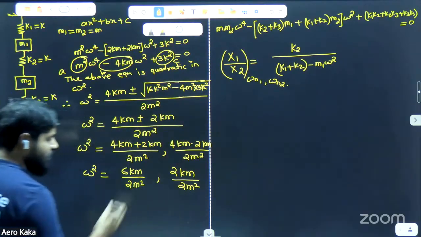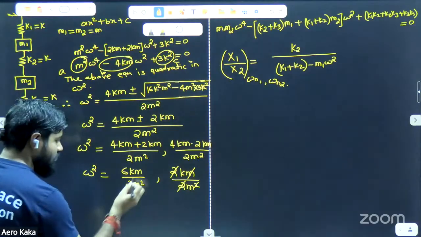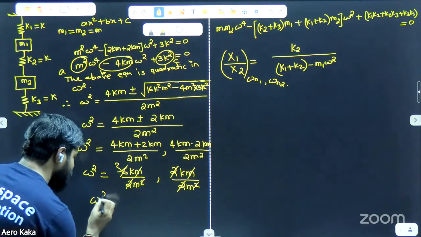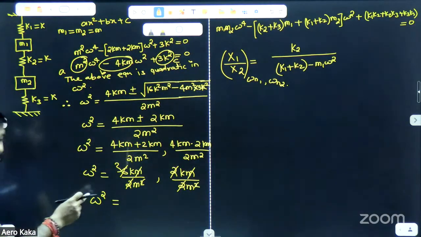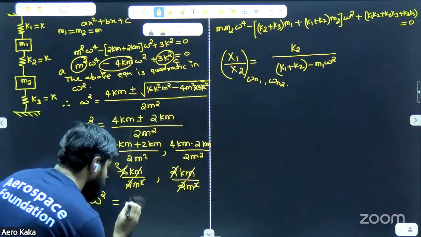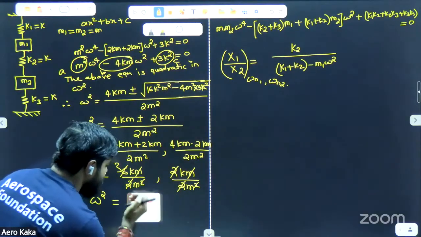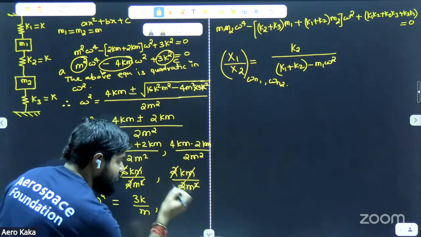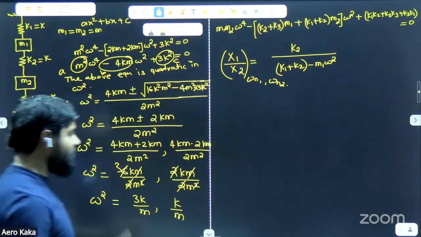If you simplify it further, what can you write? The 2 gets cancelled, the m and this power are gone. 2 threes are 6, and again the m and this power are gone. It means that omega, sorry, I'm writing omega square now. It is going to be 3k upon m, comma, and this value is going to be k by m, right?